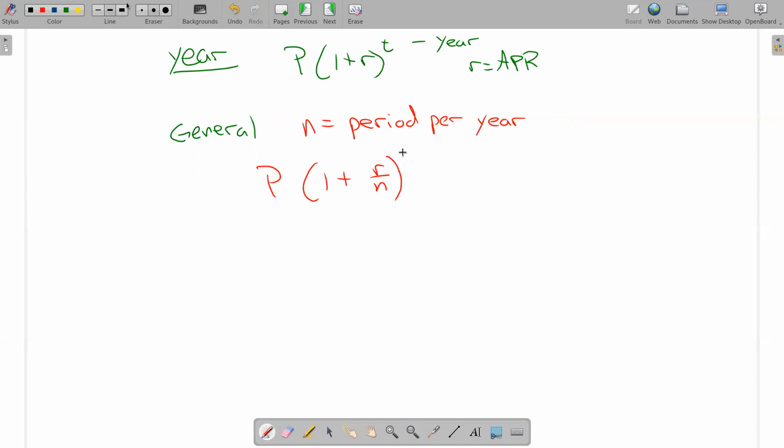And then the power is always the number of times we collect interest, which would be the total periods. And think about yearly, if 5 years went by, that would be 12 times 5 or 60 months that happen. So to figure that out, we always take how many times a year times the number of years. That power is always N times T. And that's the general compound interest formula.